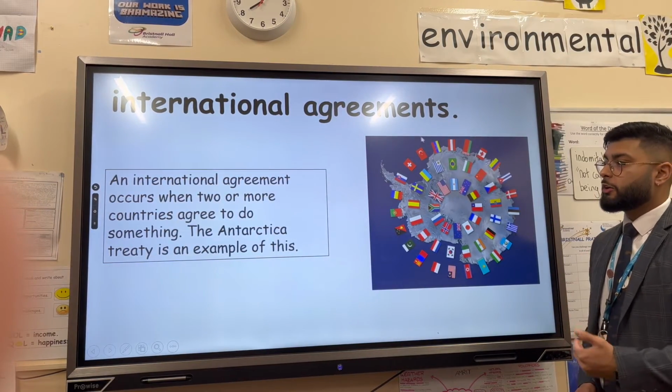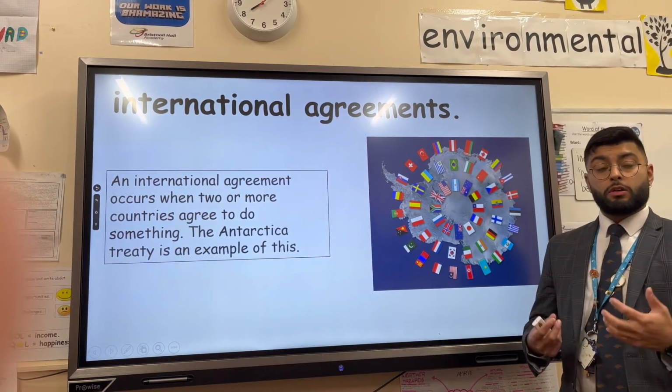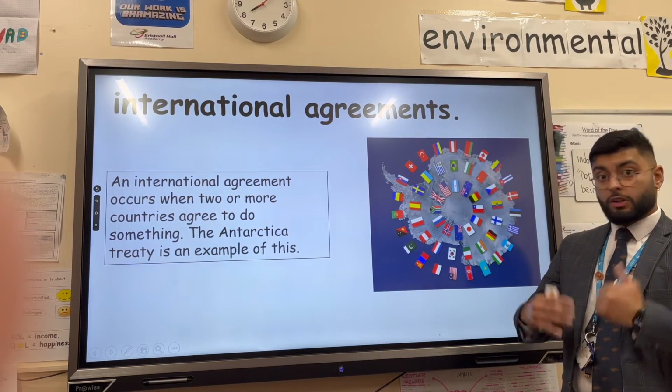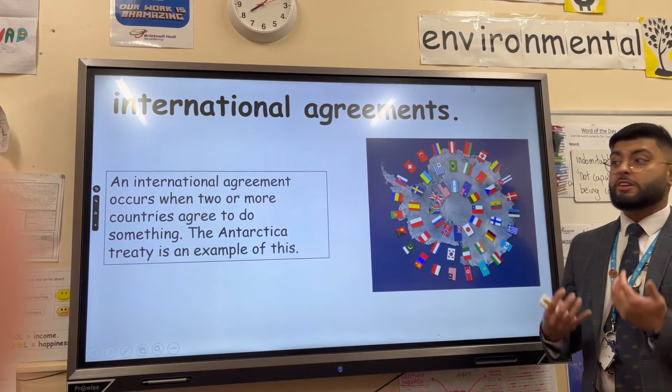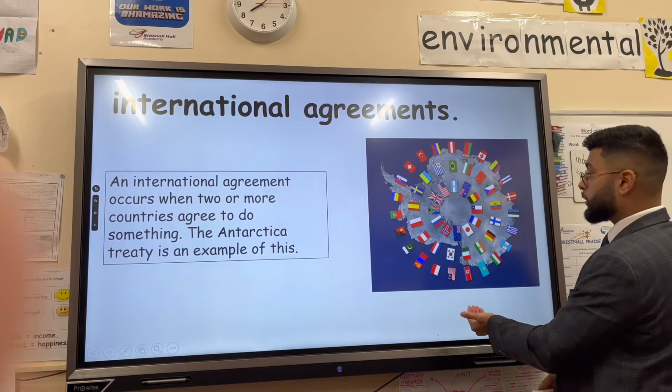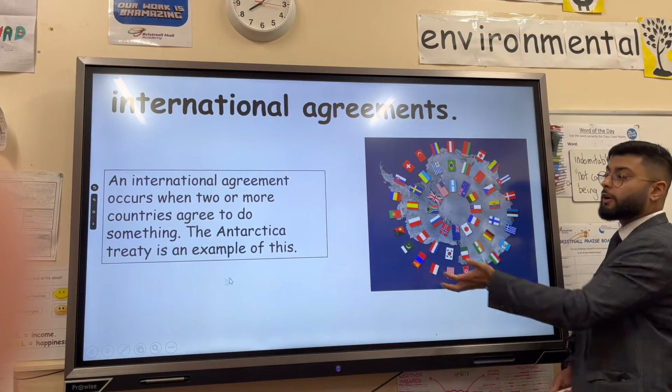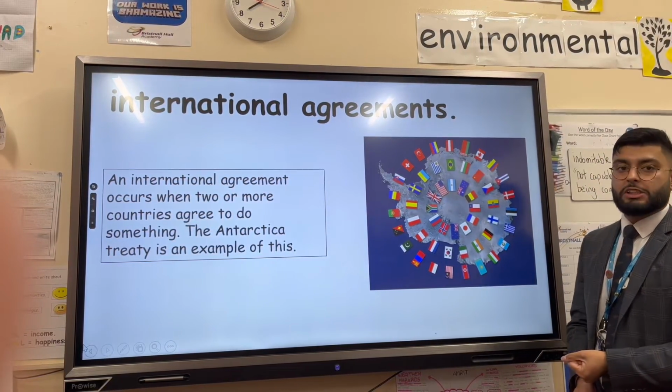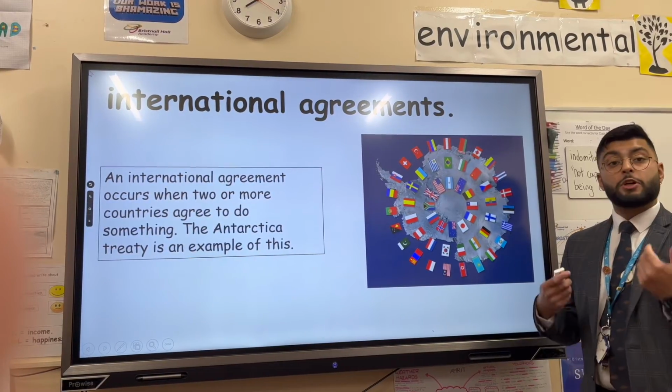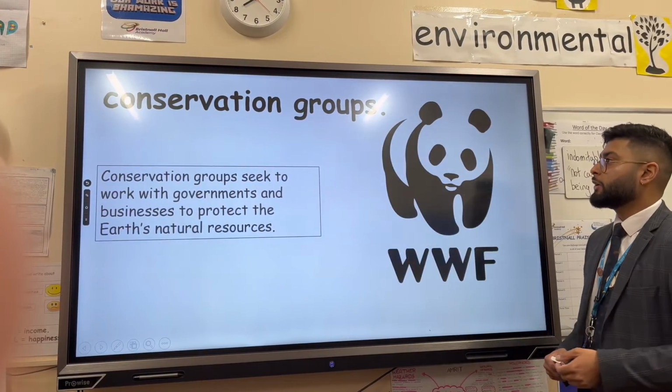Finally, international agreements. That's when two or more countries agree to do something. The Antarctica Treaty, for example, which is ratified by all the countries and signed by all the countries that you can see in here, they have agreed to protect Antarctica.